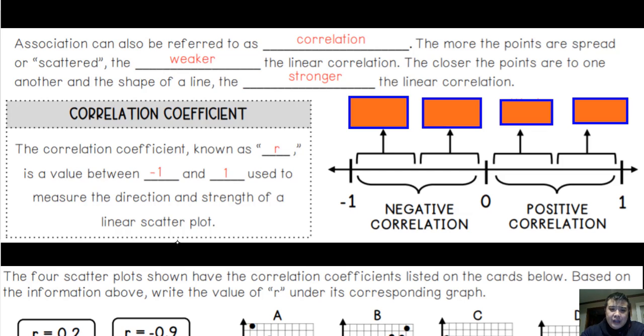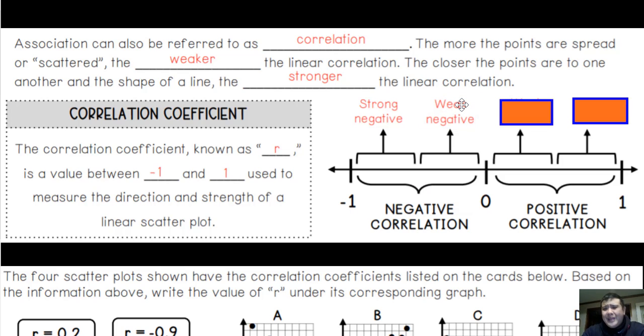So here, we talk about a strong negative association or correlation. The closer the number is to -1, the stronger the negative correlation, which again is a downward trend. Between, let's say, -0.5 and 0 is a weak negative correlation. 0 to 0.5 is a weak positive correlation, which means it goes upward. And from 0.5 to 1 represents a strong positive correlation. And we'll learn how to calculate this using our calculators tomorrow.